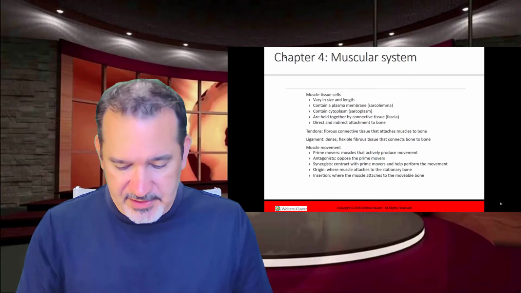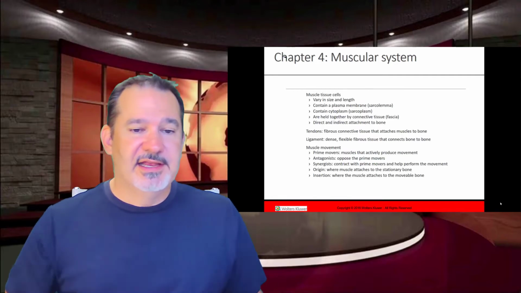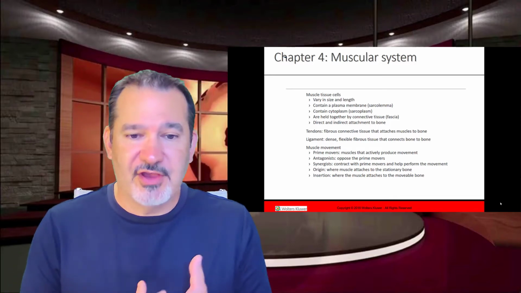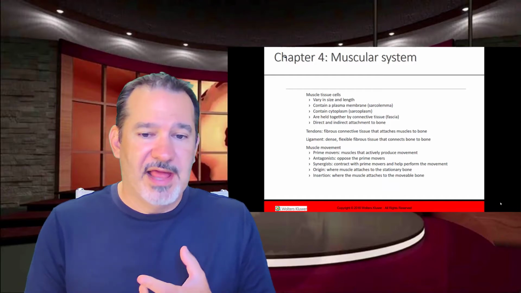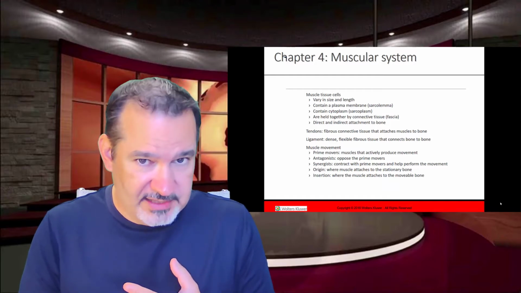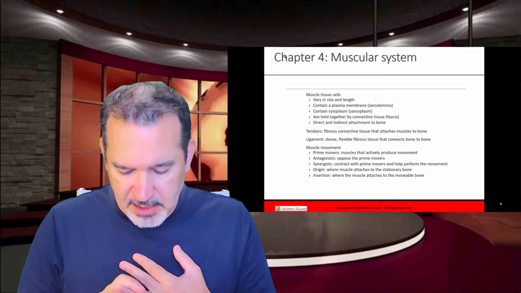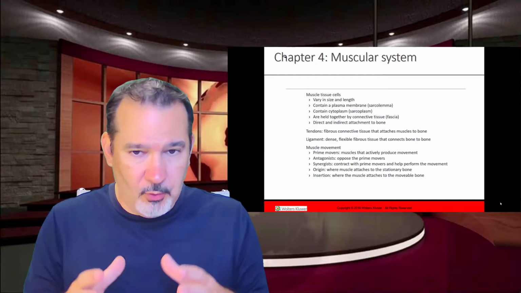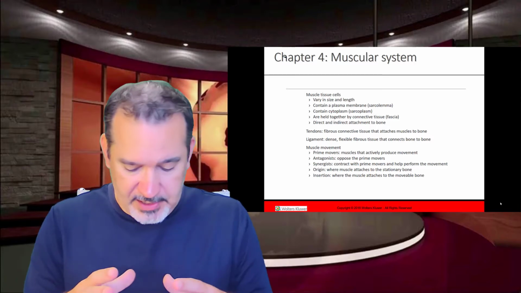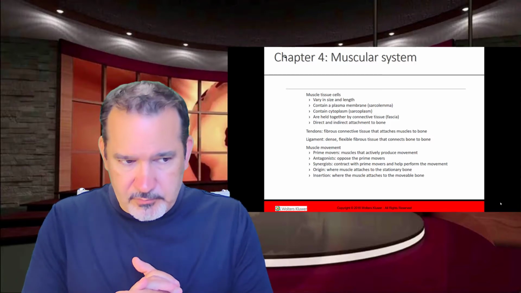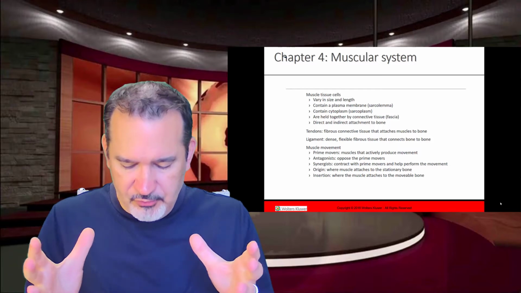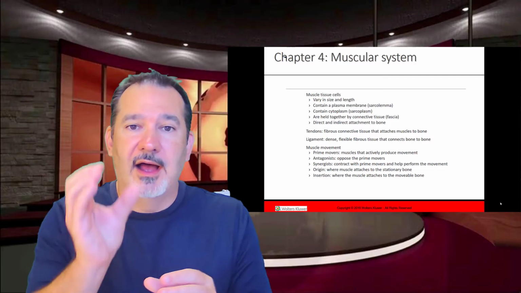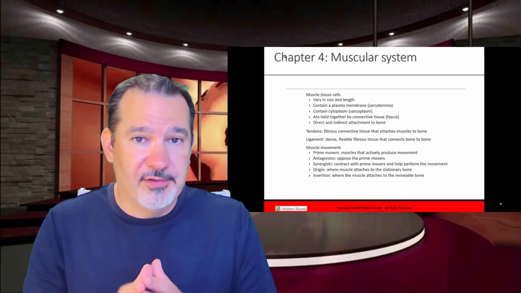Muscle cells vary in size and length. That's definitely true. They contain different structures like cytoplasm, plasma membrane, and connective tissue like the fascia. The fascia is connective tissue that helps to hold muscle fibers together. Those muscle fibers are held together with a sheath or container called the fascia.